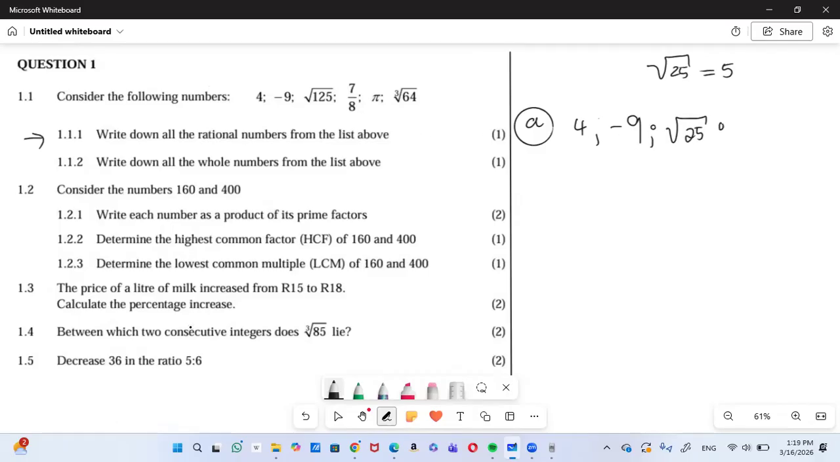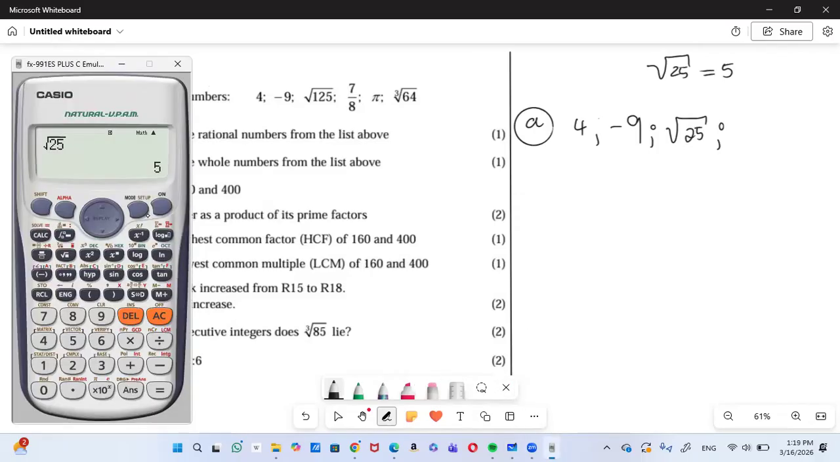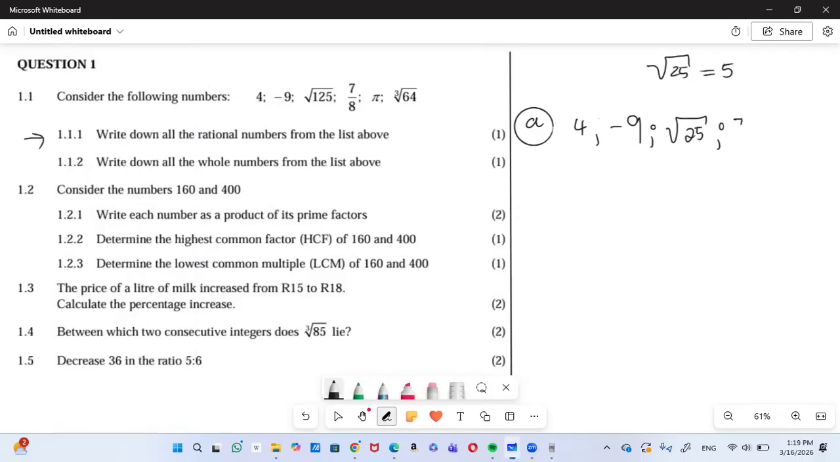And then also go there to 7/8. Put it in the calculator and check how much it gives you. It gives us 0.875. Can you guys easily remember that? Yes, correct. You can easily remember that. So meaning this also falls under a rational number, 7/8.